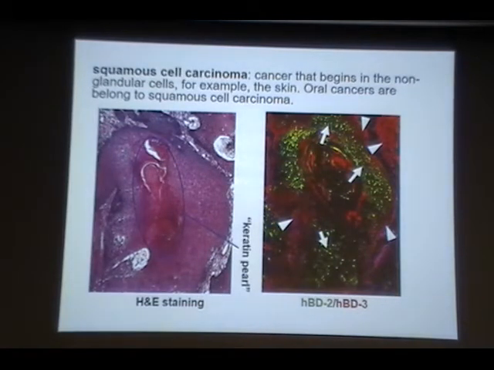This is a squamous cell carcinoma. Those are cancers that begin in squamous cells, for example, in the skin or the oral mucosa. So oral cancers belong to the squamous cell carcinoma category. And this is one example. This is a typical, fully differentiated oral squamous cell carcinoma sample. And this is from my lab.